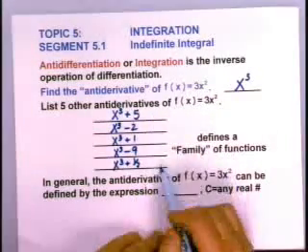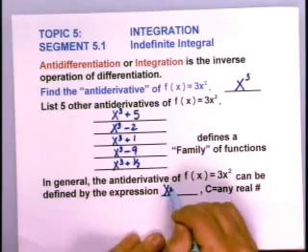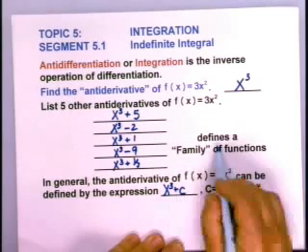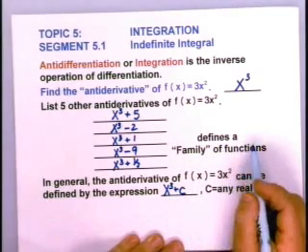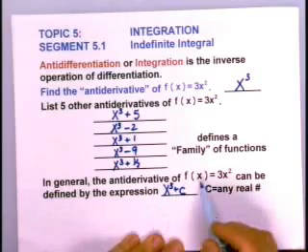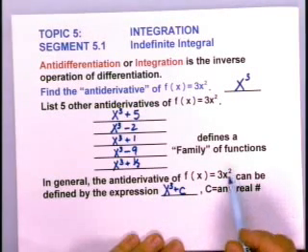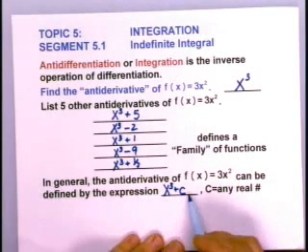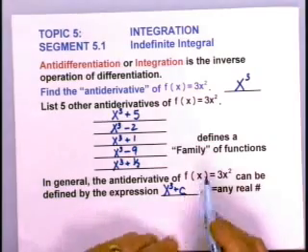So this expression, x cubed plus c, defines a family of functions. So in general, the antiderivative of 3x squared can be defined by this expression where c is any real number.